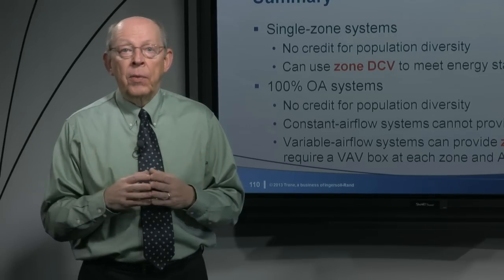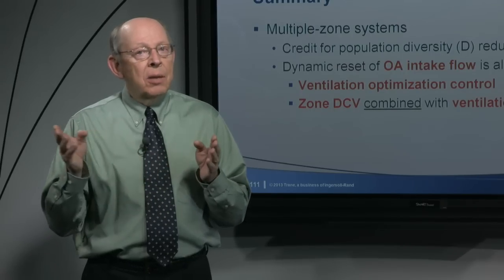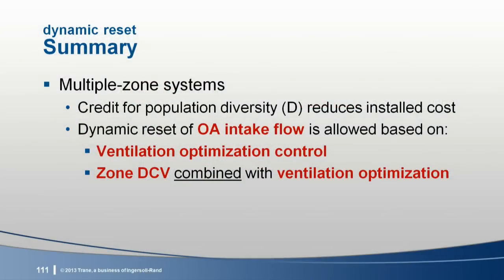I know it's pretty bad when a quick summary takes 2 slides, but multiple zone system designs account for system population diversity, which saves first cost. They may include dynamic reset at the zone or system level to meet Standard 62.1, but they must include ventilation optimization control to meet Standard 90.1.